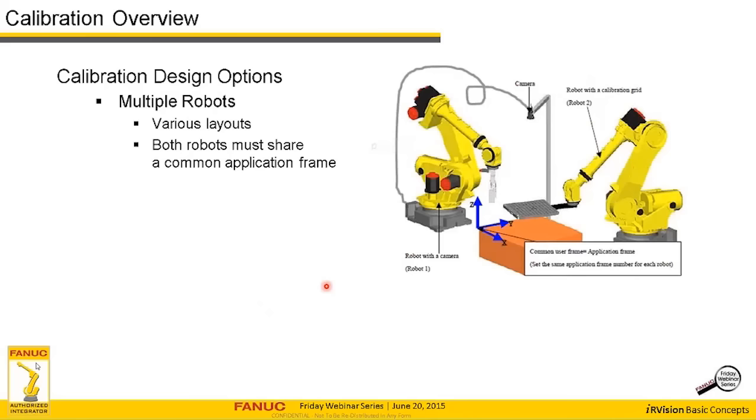And just to expand on this idea, we have calibration design options for your application that would apply to the use of multiple robots, where one robot has a camera, the other robot perhaps uses a grid to calibrate that camera. These things might happen due to reach issues, or in certain situations we want the camera calibrated for a robot that it's not even connected to. One key to this function, and it's quite easy to do with iRVision, is that both robots must share a common application frame.